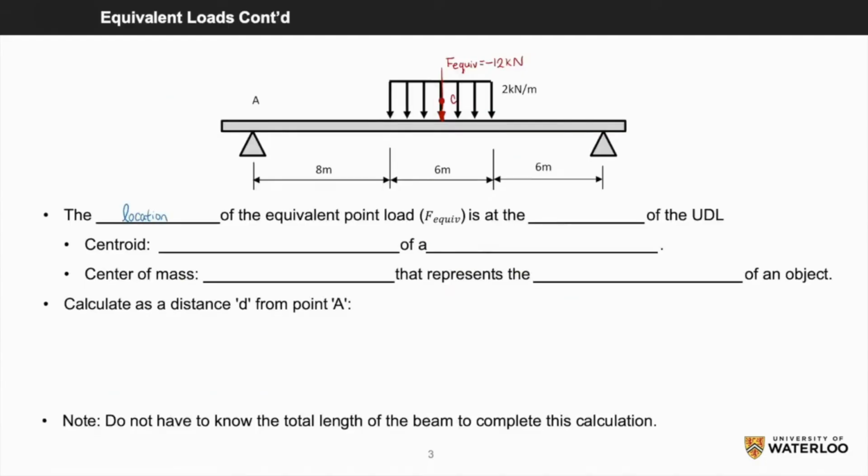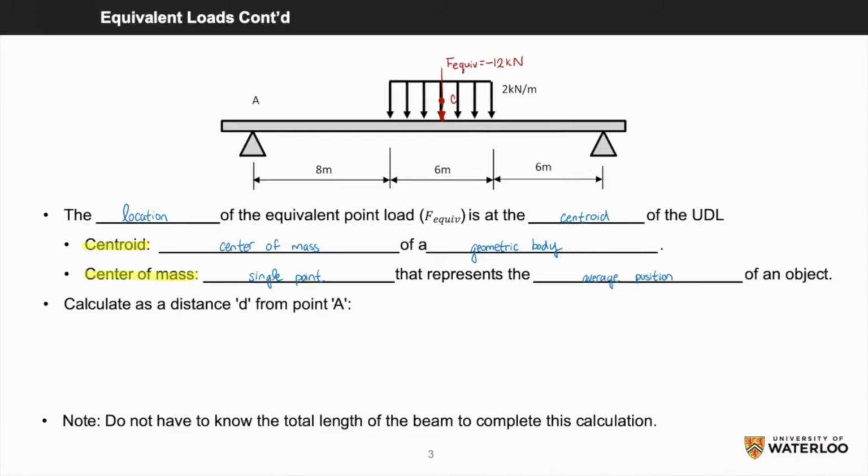Now, to find the location of the point force, we will need to determine the centroid of the original UDL. The definition of the centroid of a uniformly dense geometric body is where the center of mass is located. The center of mass is a single point that represents the mean or average position of the entire object. Note that this is not necessarily the exact middle of every object.